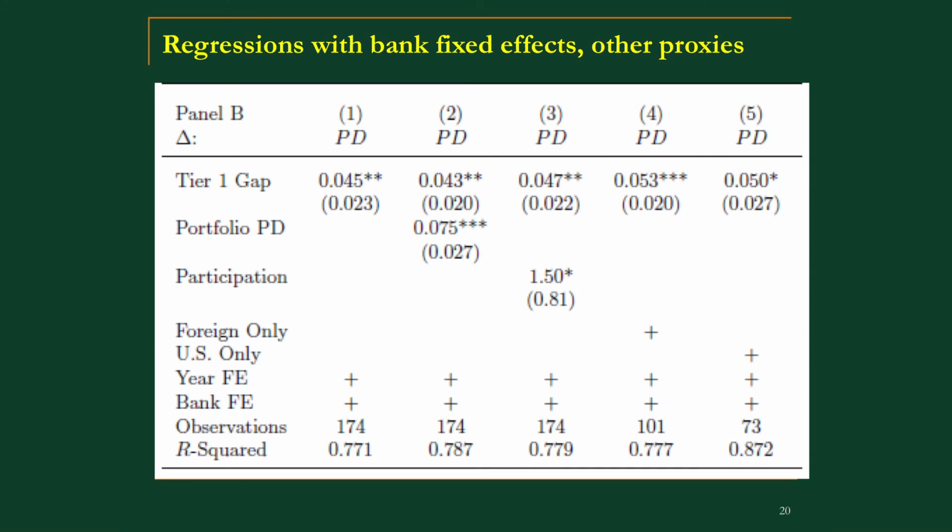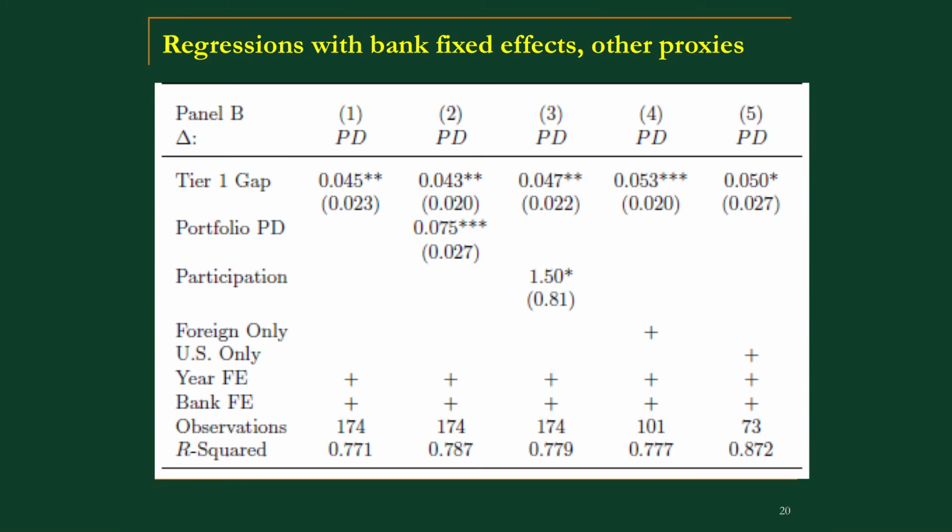Remember, I said that we have two sets of banks: the ones that are in the parallel run, meaning that they haven't had their models approved yet, and the ones who have the models approved. This one has a much higher proportion of banks that have the models approved than here, and in fact the results are stronger here.